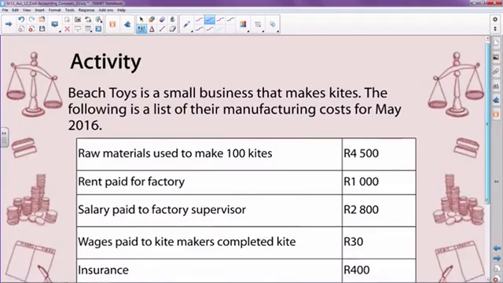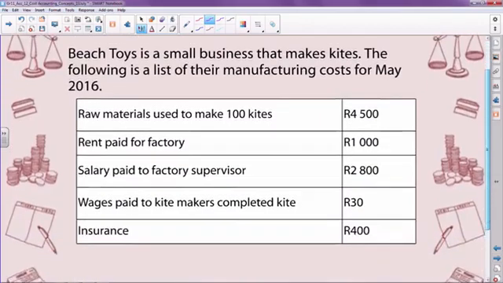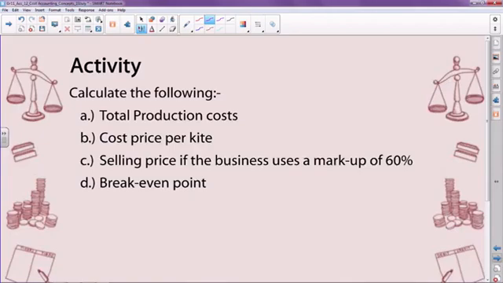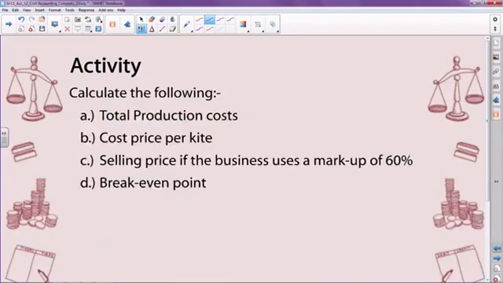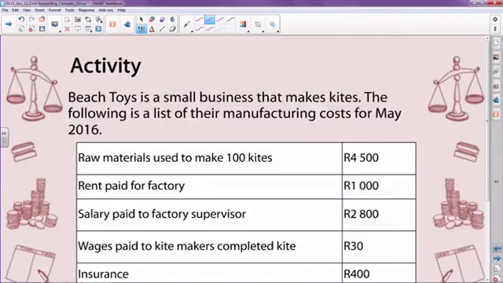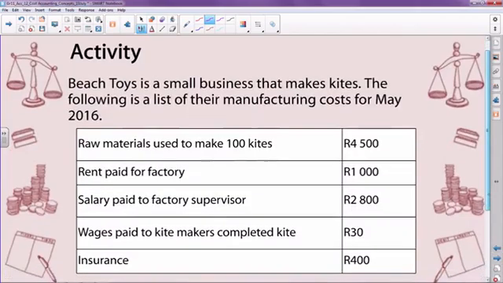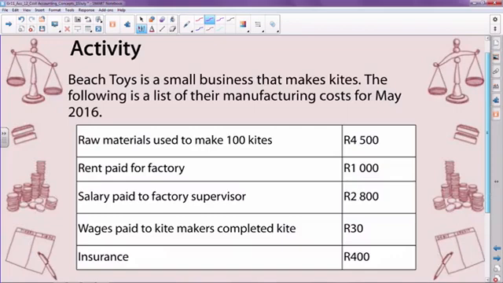Okay, so we're now going to look at an activity. Right, so the activity that we're now going to complete together, we've been given the following. Beach Toys is a small business that makes kites. The following is a list of their manufacturing cost for May 2016.